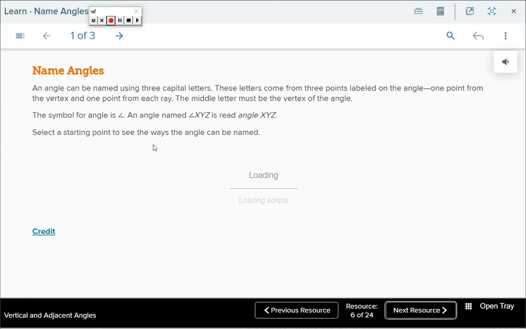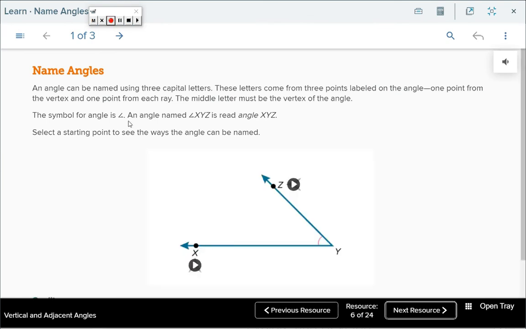Okay, now sometimes when we refer to a specific angle, you'll see a little symbol right here. This says an angle named angle XYZ. The reason we call it XYZ is that it goes from X to Y to Z. Notice the middle is what we call the vertex. That's where that middle point is. So it goes X, Y, Z.